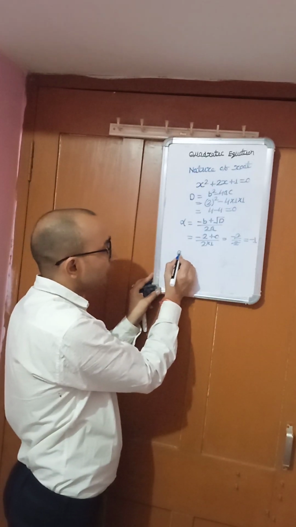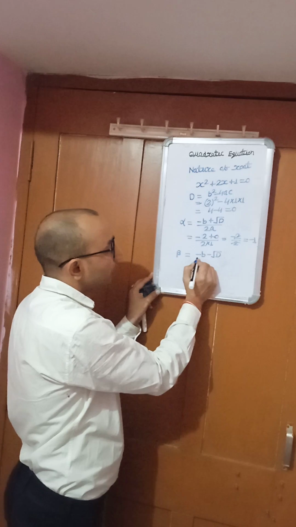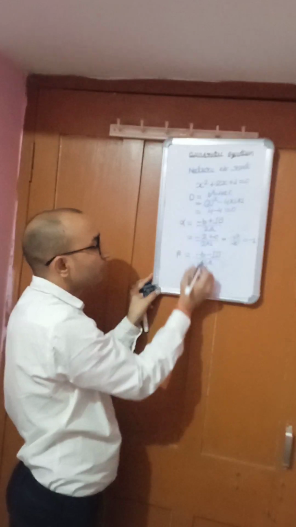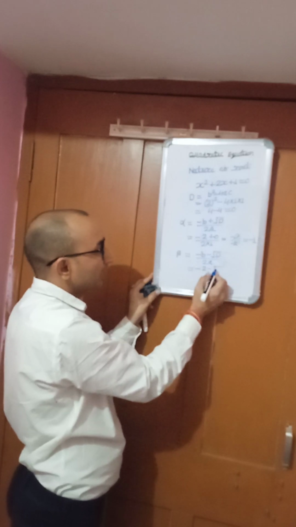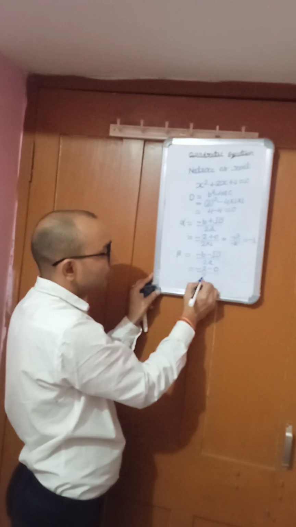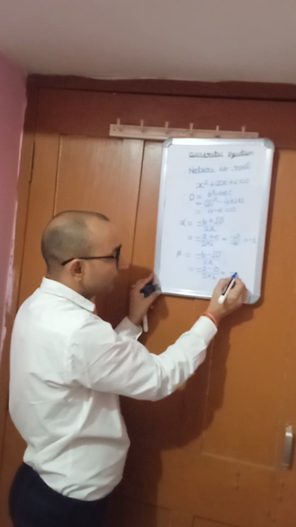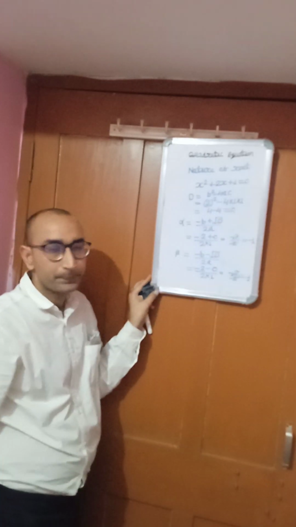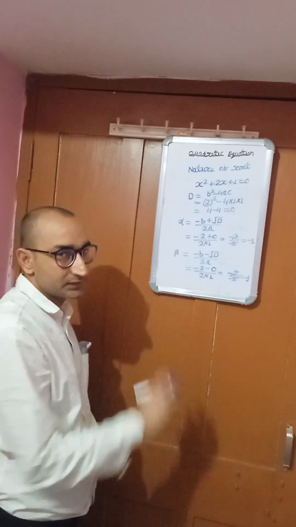And when I calculate beta also, minus b minus root under D by 2a means, see here, minus the value of b is 2, minus the value of D is 0, so directly we write 0 by 2 into a, which is 1. So minus 2 by 2 equals minus 1. See here, if D equals 0, then both the roots are equal. This is the second condition.